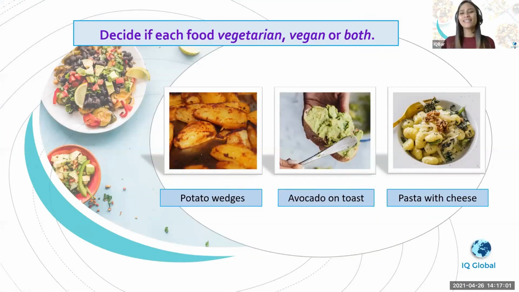All right, now let's have a look at these three pictures. So decide if each food is vegetarian, vegan, or both. So firstly, we've got some delicious potato wedges, and they look nice and roasted. Perfect. Potato wedges, avocado on toast, yummy, and pasta with cheese. So which of these three pictures are vegetarian, vegan, and which are both?